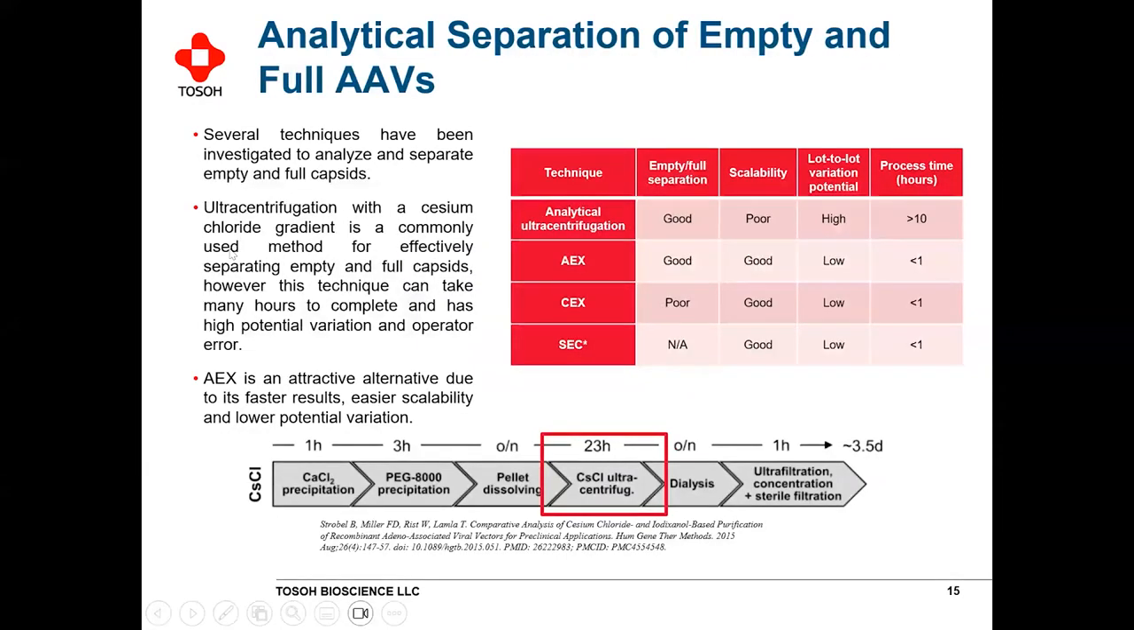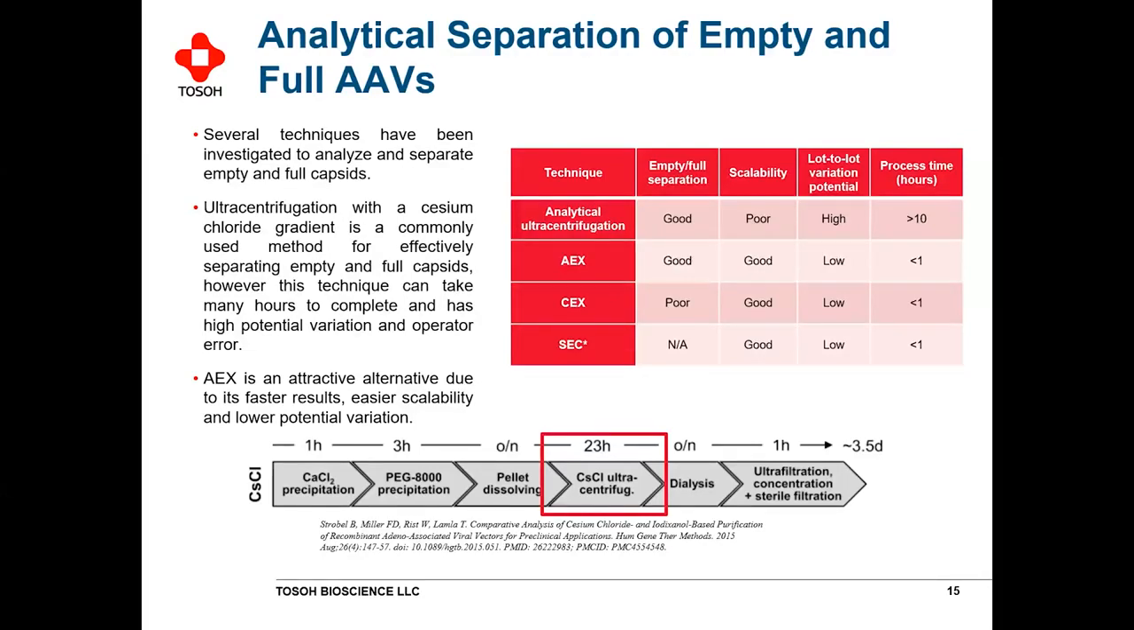So as Fariha already mentioned, there are several techniques that people have used to try and characterize empty and full capsids. She talked a little bit about analytical ultracentrifugation and how it's considered the gold standard, but it has a few drawbacks. On the table on the right, you can see analytical ultracentrifugation at the top compared to things like anion exchange chromatography, cation exchange chromatography, and size exclusion chromatography. One of the major drawbacks for analytical ultracentrifugation is the process time.